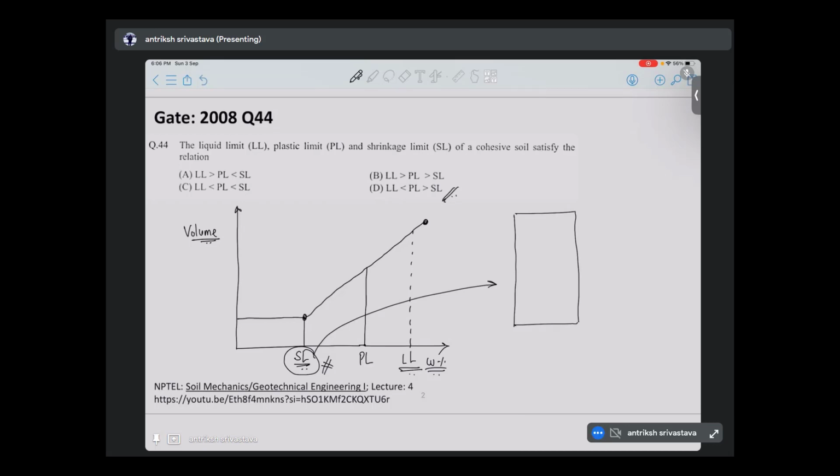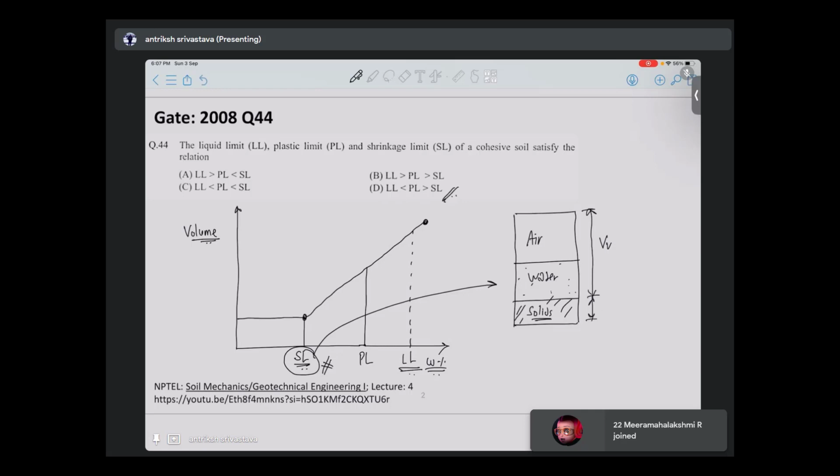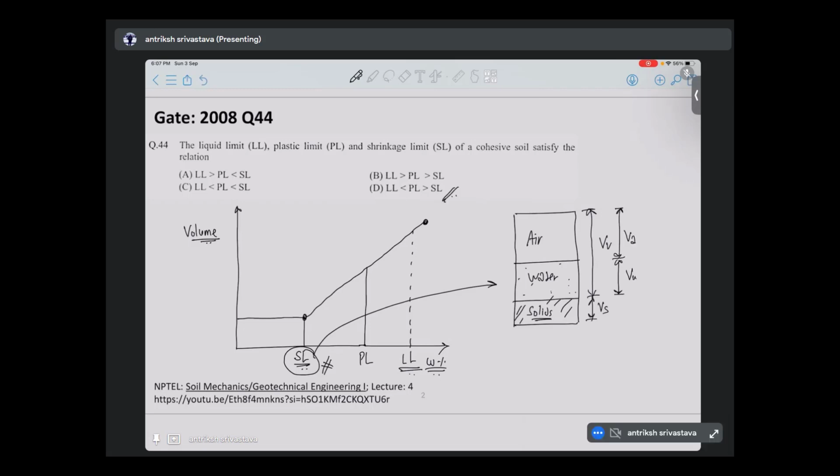So in the soil, we have solids, we have water, and we have air. If you were to separate all these things and keep them in a stacked column, then we will have the three-phase diagram. That is, the soil will have solids, water, and air. So the voids will have water and air, and the solids will be Vs. This is actually VA, this is actually VW.